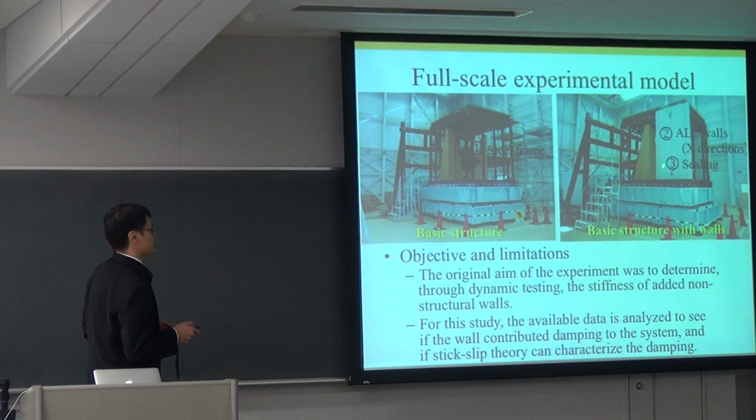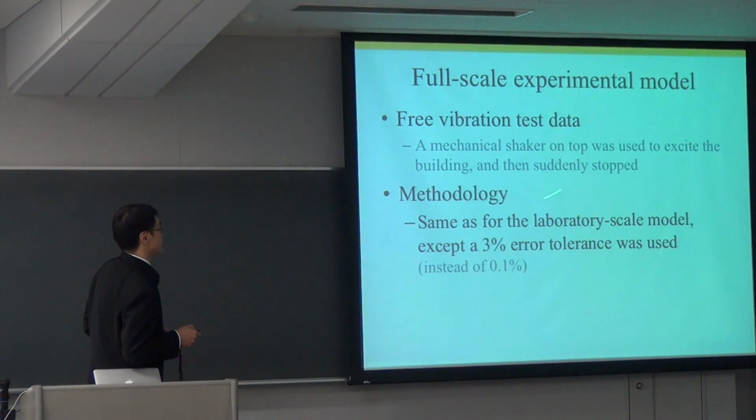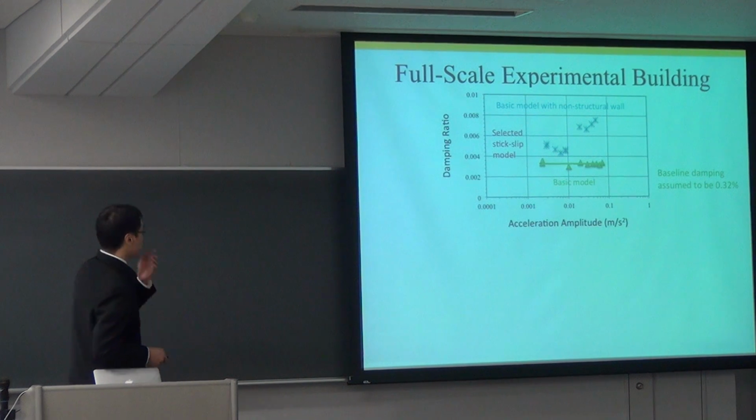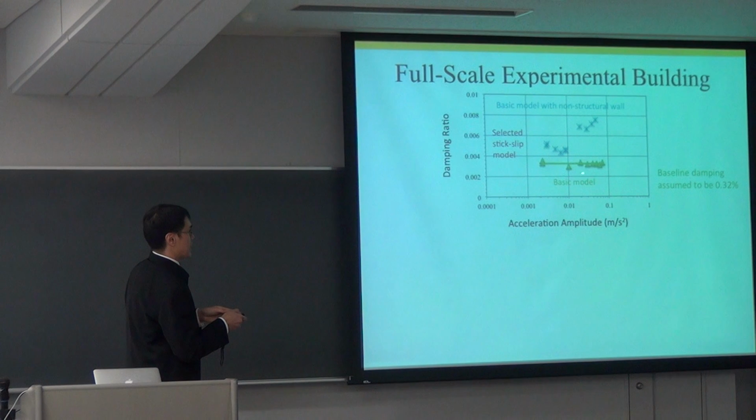So again, we're interested to see if the addition of the wall contributed damping to the system and if stick-slip theory could characterize it that way. Again, it's essentially the same methodology, except we use a higher error tolerance. And these are the results. Again, we can establish baseline damping. It's around 0.3% this time. And here you can see the damping due to the non-structural wall is decreasing, increasing, and so on.